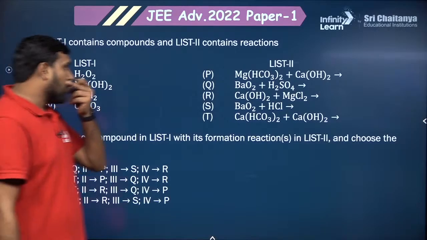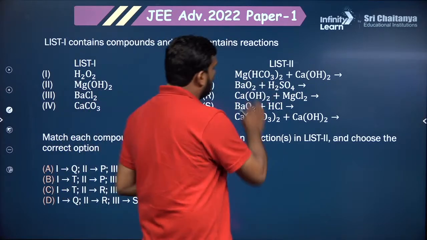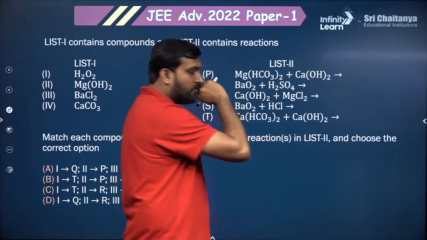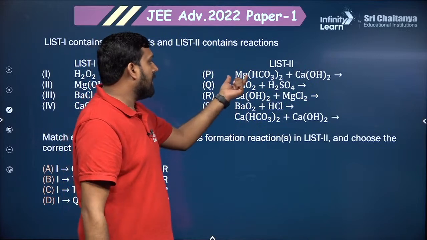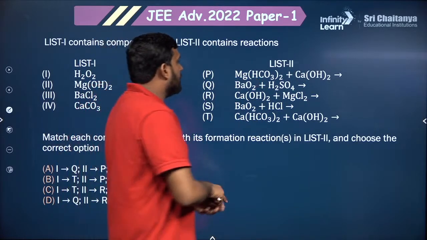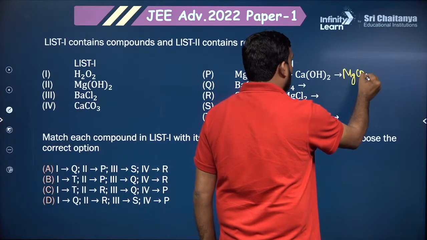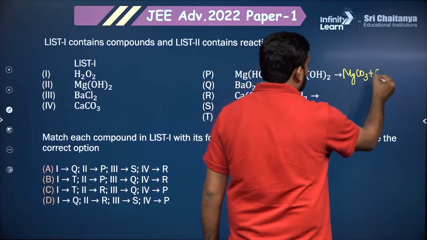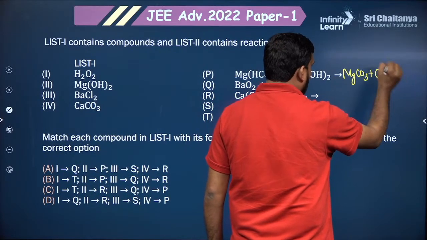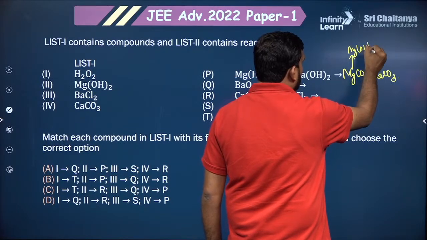Now let's write the product first and then match them. The product for the first reaction is, if you remember, we have taught this in the removal of hardness from the water. Basically it will give you MgCO3 along with CaCO3 as a product. Remember, after some time it gets converted into Mg(OH)2 also.